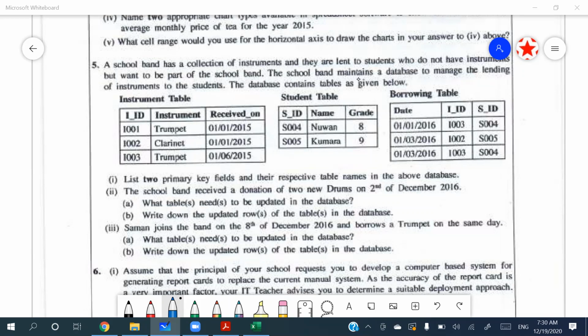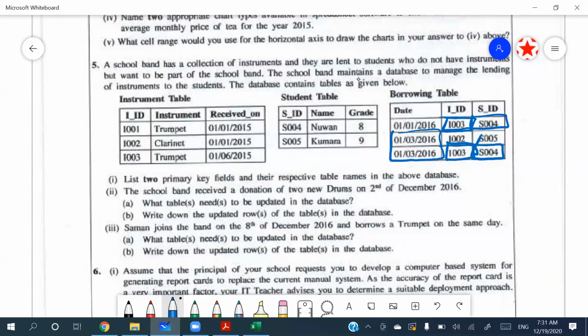So the date is usually repeated in this table, so you can't take the date because these two things are the same, so it is not unique. And when it comes to the IID, again this particular one and this particular one are the same, and when it comes to the SID, again this particular one as well as this particular one are the same. So we can't actually say one particular column is the primary key.